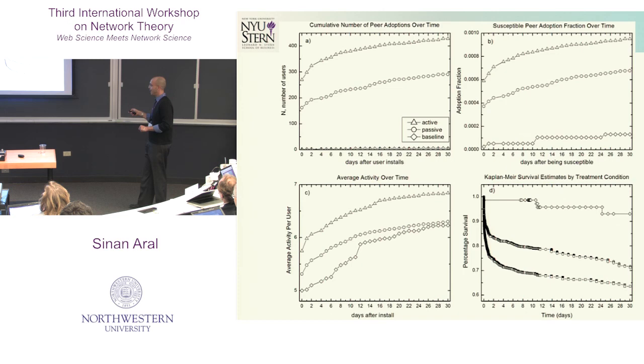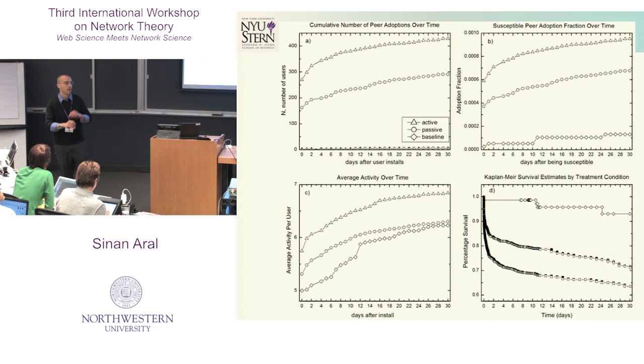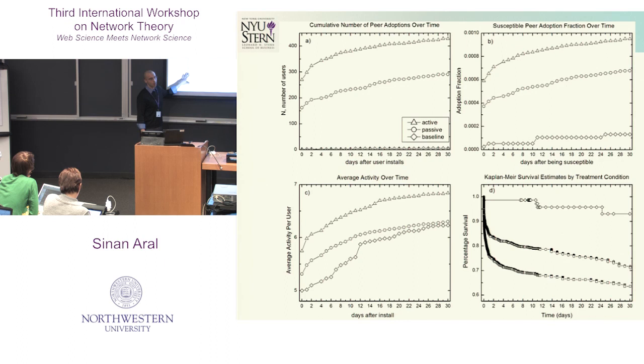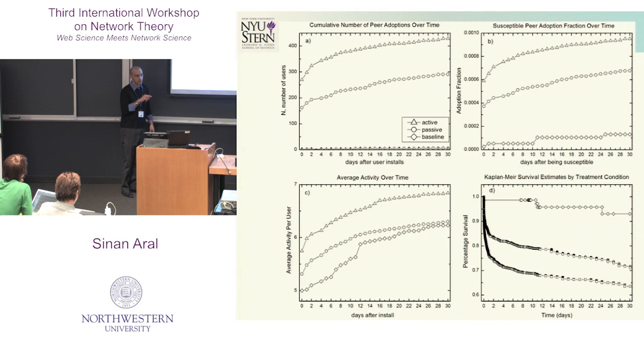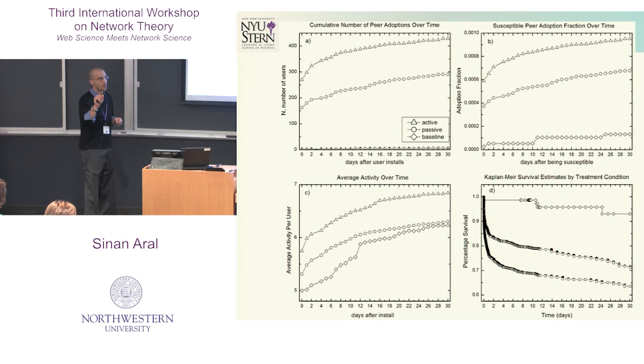But what this shows you is use of the product. Okay, so every time somebody does something on the application, it logs to our server that they just did X, they just did Y, they're calling the application. And this is activity per user over time for the baseline, passive, and active cases. These applications are the exact same. And from the perspective of the user, the only difference between any of these applications is that this one has buttons where you can invite your friends.